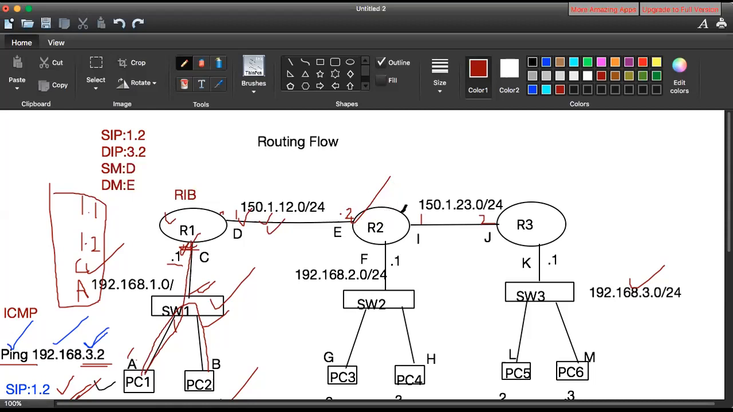It would also check the source MAC and destination MAC, because it has received it on the LAN interface, and again R2 is going to send it on the LAN interface. So this particular part would remain the same, but this part would get changed. So source MAC would be I and then destination MAC would be J. Finally, R3 has received it.